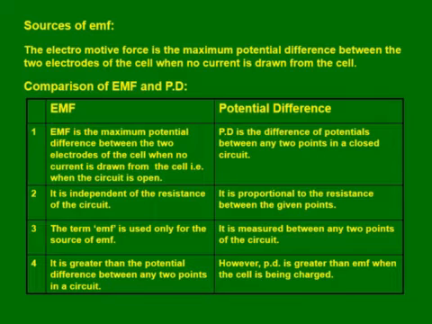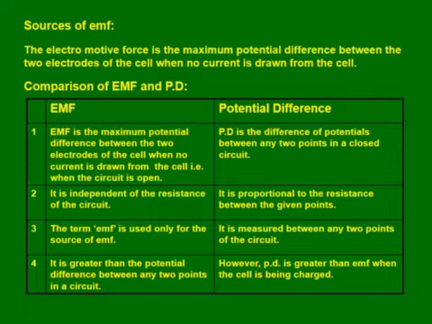EMF is independent of the resistance of the circuit. Potential difference is proportional to the resistance between the given 2 points, as in Ohm's law. The term EMF is used only for the source of EMF.